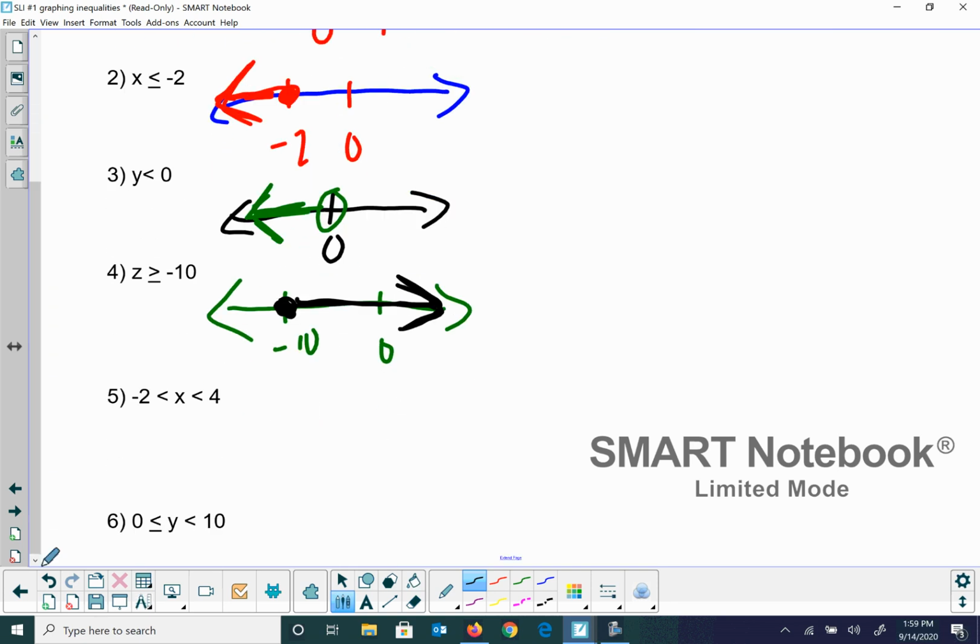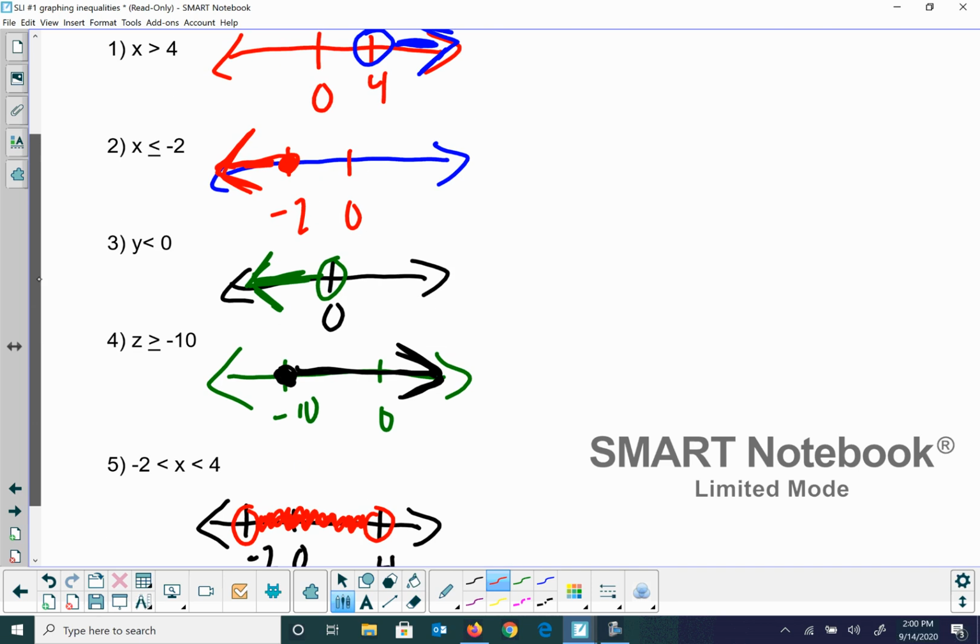Now, we got a couple of these down here that look a little bit different. This is called a compound inequality. So I know I have negative 2 and I have 4, and 0 would probably be somewhere in there. So I'm going to have an open dot at each of those. So negative 2 is less than x, which is less than 4. So I'm going to shade the region in between these. And so I have these two open dots on there. And that's what that's going to look like.